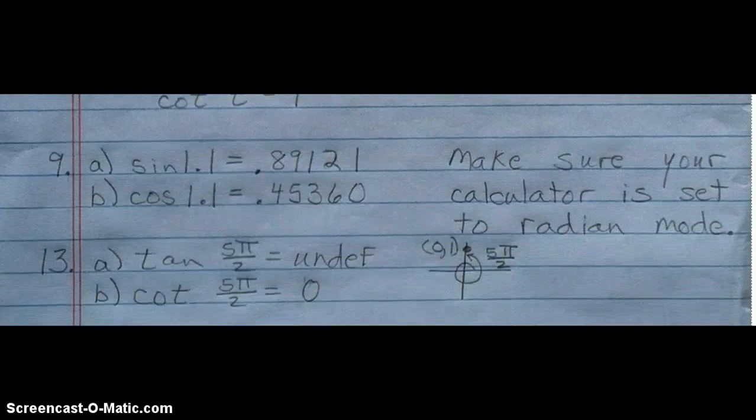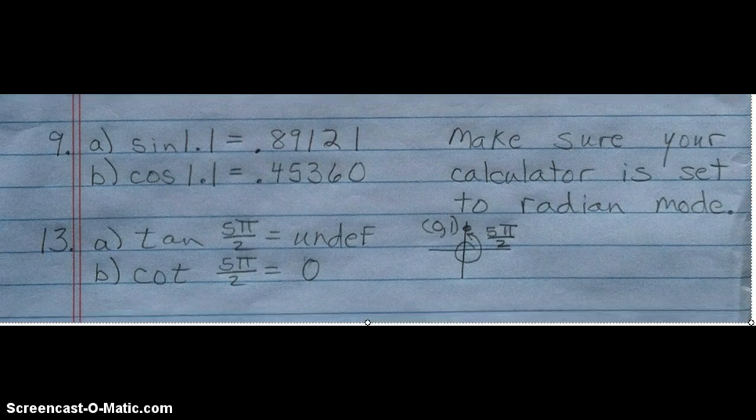Problem number 9, you want to use your calculator. You cannot find the exact value of the sine of 1.1. It doesn't say degrees, so you're in radians. Make sure your calculator is set to the radian mode. That gives you your answer. Make sure you round it to 5 decimal places.